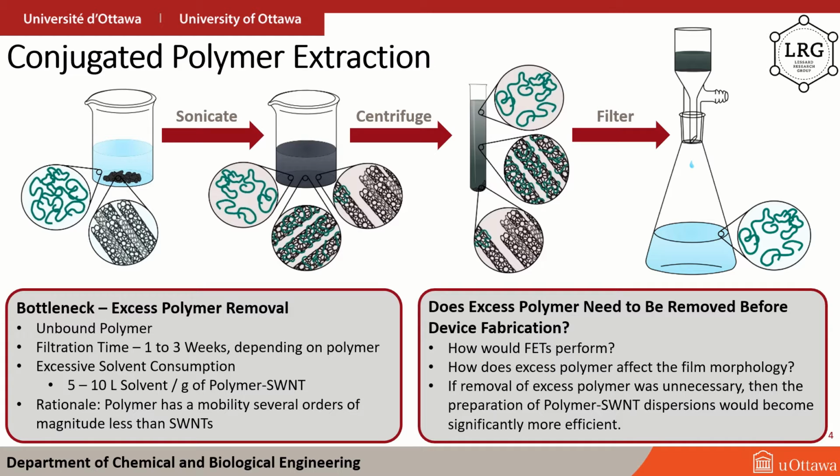One cannot help but see this step as a bottleneck in an attempt to increase the scale of conjugated polymer extraction. Is there a justifiable reason to remove the excess polymer from the dispersion before fabricating devices? How would this affect FET performance? How would this affect film morphology, which is, of course, related to FET performance?